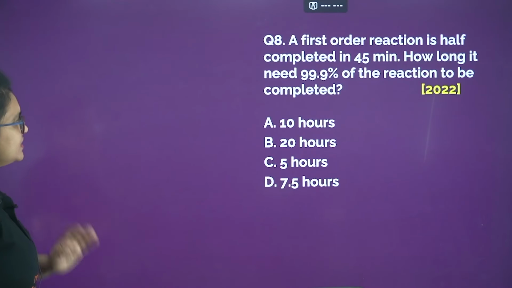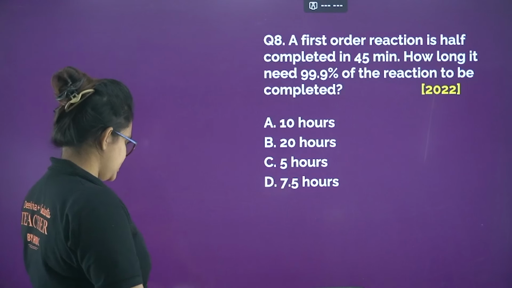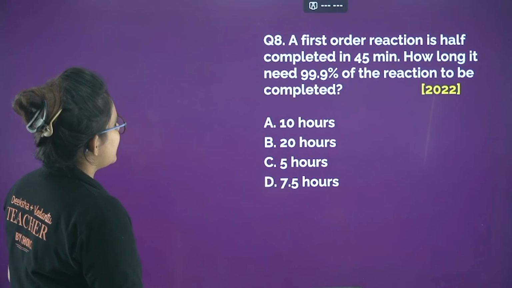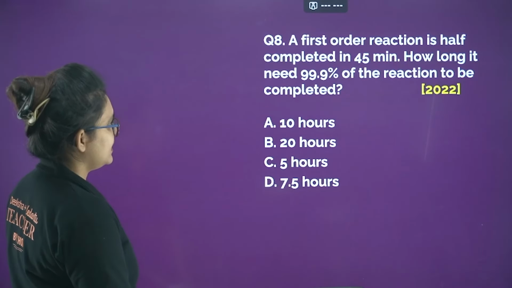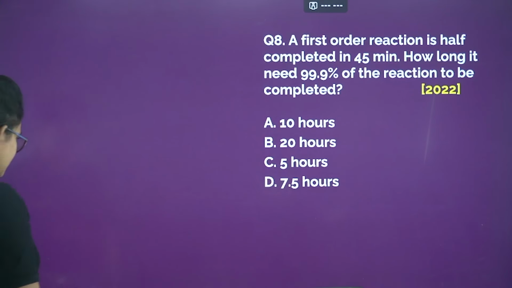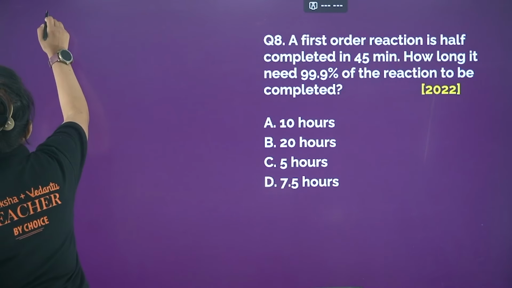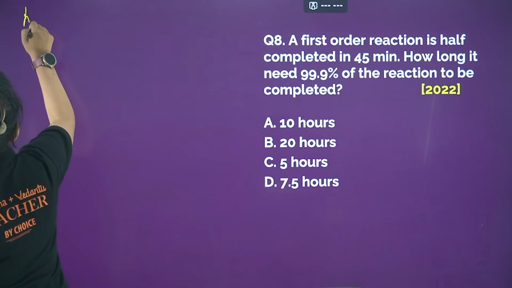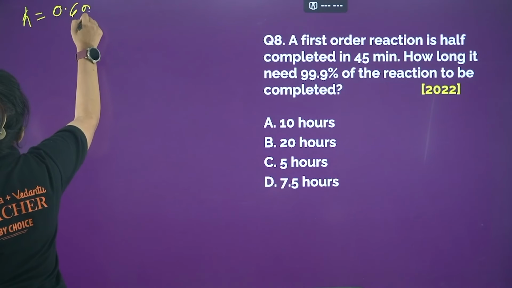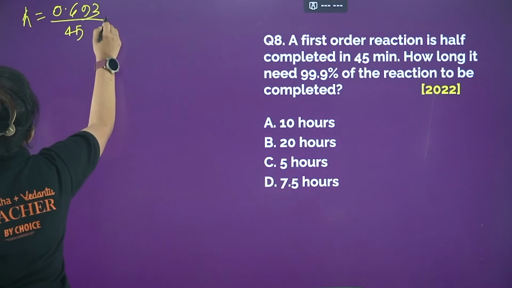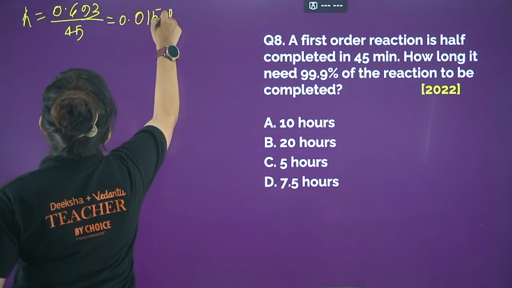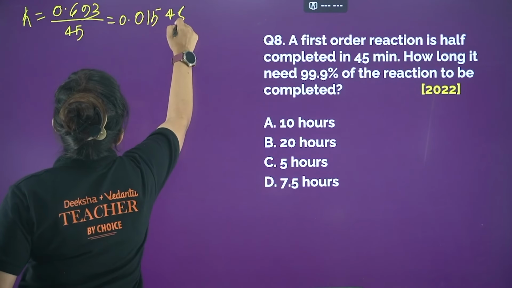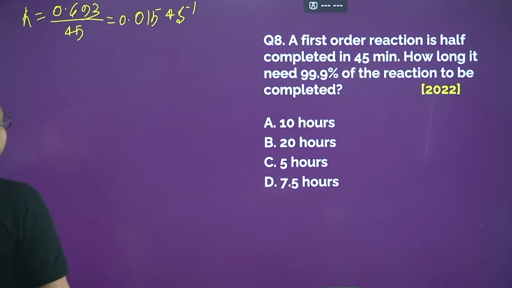You can see again same type of question. A first order reaction is half completed, half life is given, so how long will it take for 99%? Let's proceed with the same pattern. T half is given 45, so K I can get directly: 0.693 divided by 45. From here I am getting, if you calculate, 0.0154, second inverse I can write. Fine.